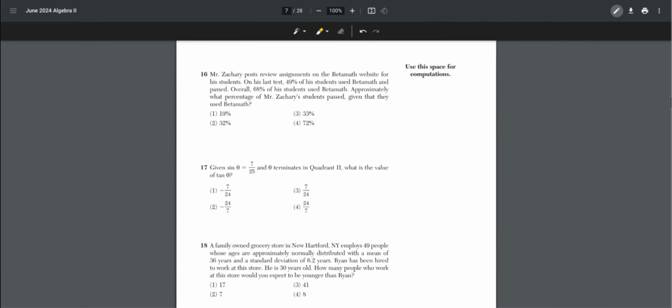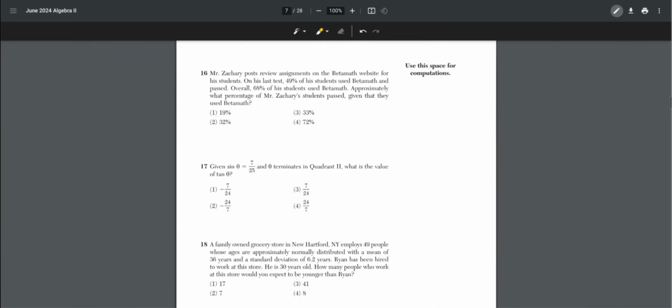Number 16. Mr. Zachary posts review assignments on the Beta Math website for students. On his last test, 49% of his students used beta math and passed. Overall, 68% of his students used beta math. Approximately what percentage of Mr. Zachary's students passed, given that they used beta math?